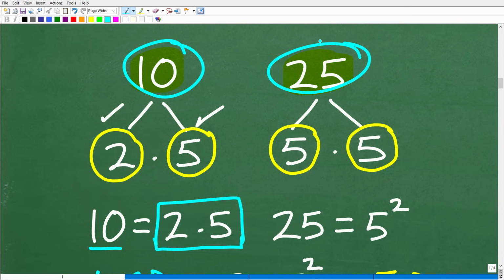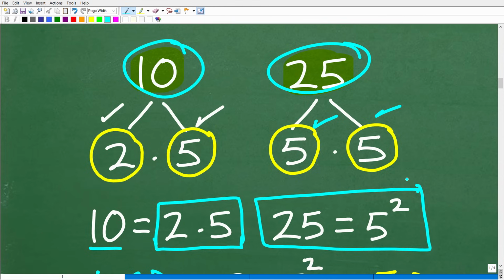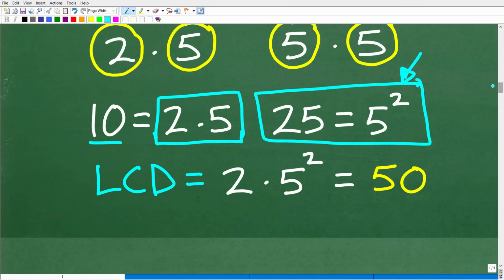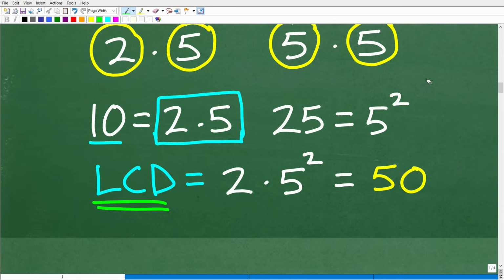Now let's take a look at 25. Pretty easy, 5 times 5. So these are prime numbers. So 25 is equal to 5 squared. Anytime you have repeating factors, you always want to write them as a power, because you could have like 5 cubed. So let's take a look at how we build the LCD, and that's really what we're going to be doing. We're going to be building the LCD from the prime factors of our denominators.